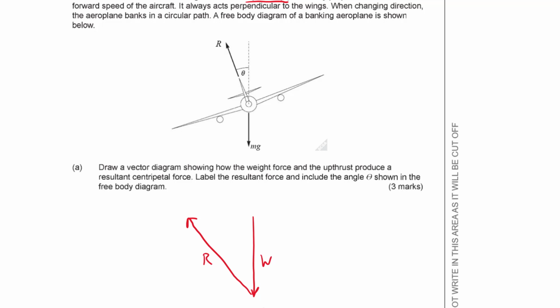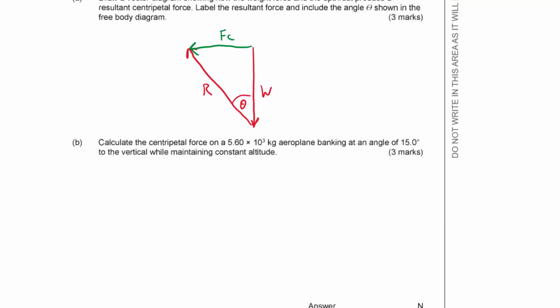I'm going to call it R. Now, based on the diagram at the top, the angle theta is going to look like that, and the resultant force, your centripetal force, is going to be like so. And there we are. Part B is just using trig to find out what the centripetal force will be. You know that tan theta is equal to the centripetal force divided by the weight. Therefore, the centripetal force is equal to the weight times tan theta, which is mg tan theta.